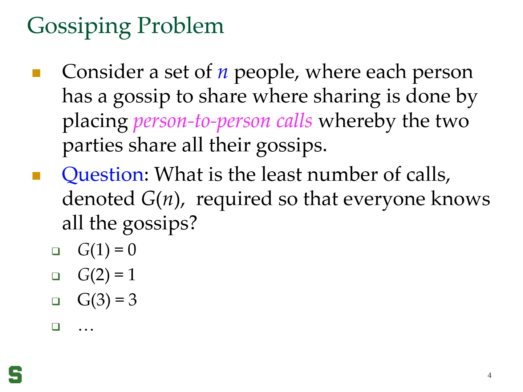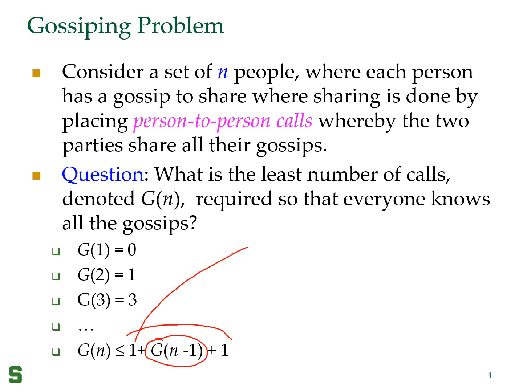If I have n people, then I can observe that g of n is less than or equal to this expression, one plus g of n minus 1 plus 1. So let me explain what I mean by each of them. This 1 comes because this newest member talks to somebody in the group. Then these members that are there talk amongst themselves, which is g of n minus 1.